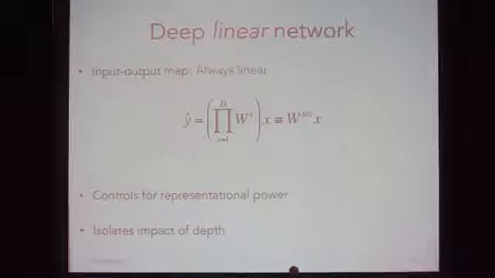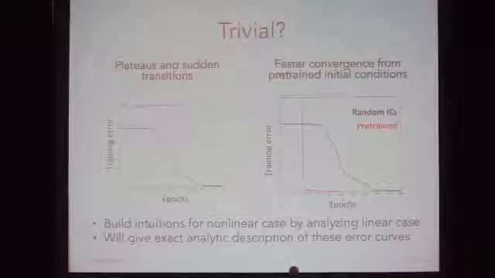So you're probably thinking, okay, but I don't really care how learning happens in that because surely that's trivial, right? But I'd like to convince you otherwise. These plots that I showed you are actually from deep linear networks. So you can see they have these plateaus and sudden transitions, nonlinear learning trajectories. They also show interesting behavior like faster convergence from pre-trained initial conditions. And so the hope is that if we can understand exactly where this comes from in the linear case, it will give us better intuitions for the nonlinear case.